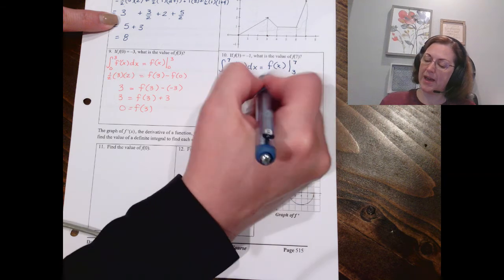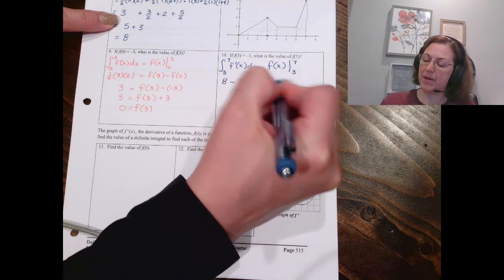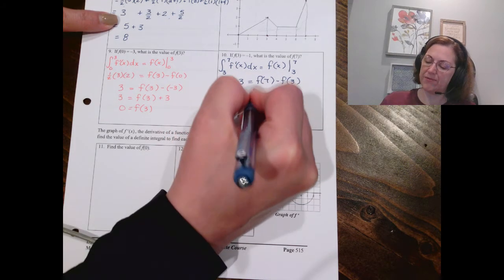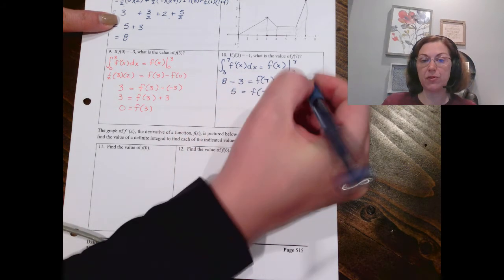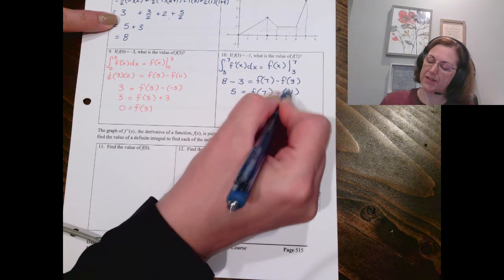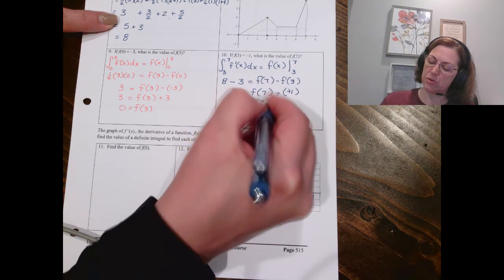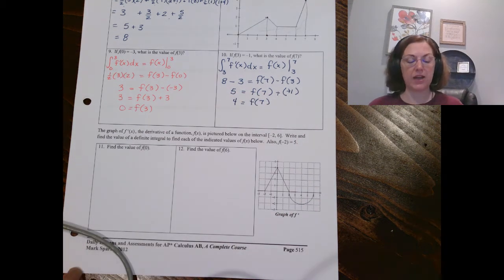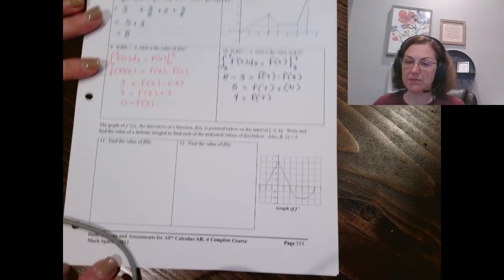Okay, plug in our bounds, f of 7 minus f of 3. So I get 5 equals, now f of 7 I want to know, but f of 3 I'm being told is negative 1. So that's plus, and so f of 7, I'm going to subtract 1, gives me 4. Okay, remember, this is kind of like a back door using the fundamental theorem to get some values for the function.